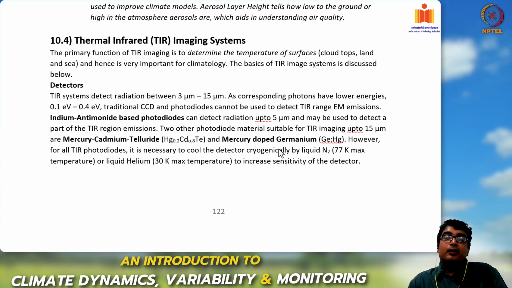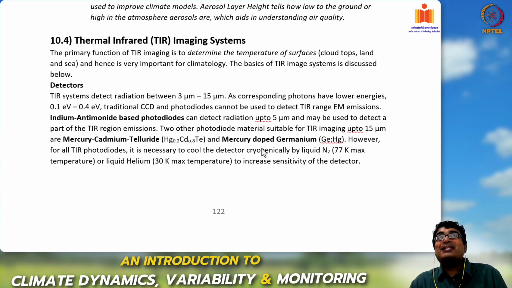So again the semiconductor material is indium antimonide, which can detect radiation up to 5 micrometers. So some part of the TIR spectrum this can capture. Others like mercury cadmium telluride, Hg 0.2, cadmium 0.8 and tellurium, Te, 1. Mercury cadmium telluride photodiode and mercury doped germanium photodiode, germanium which is doped with mercury. These two can detect up to 15 micrometers. So these specialist photodiodes are used for TIR imaging up to 15 micrometers.